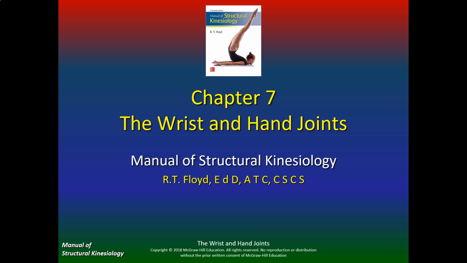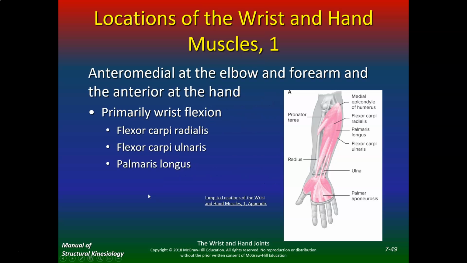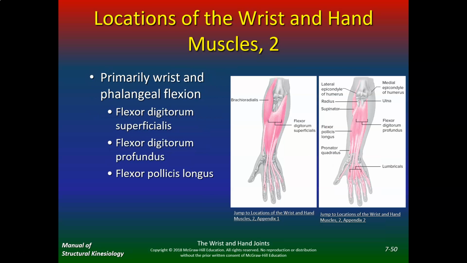All right, let's go to the second part of the wrist and hand. So, locations of the wrist and hand muscles: anteromedial at the elbow and forearm and the anterior of the hand, primarily does wrist flexion. You've got the Flexor Carpi Radialis, Flexor Carpi Ulnaris, and the Palmaris Longus. Remember, not everybody has a Palmaris Longus.